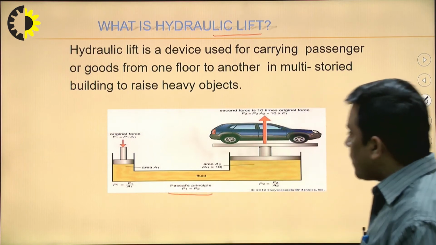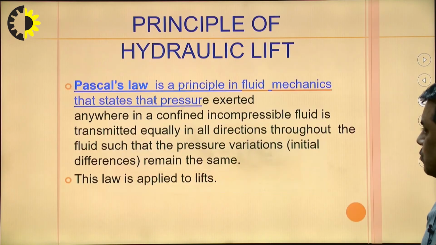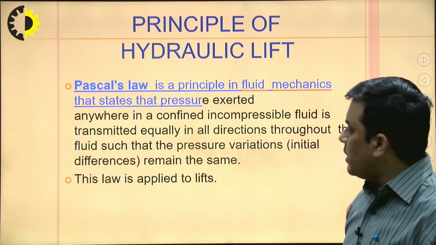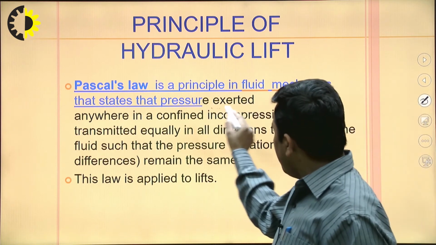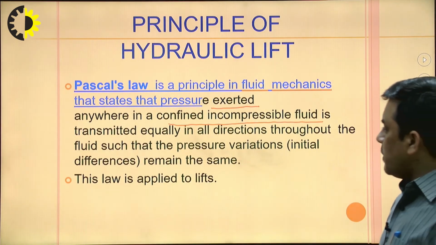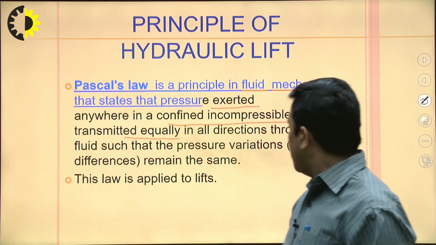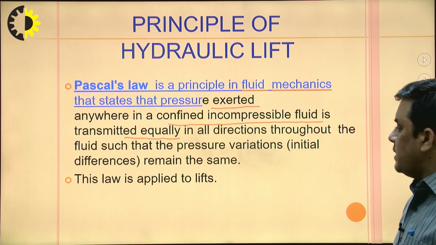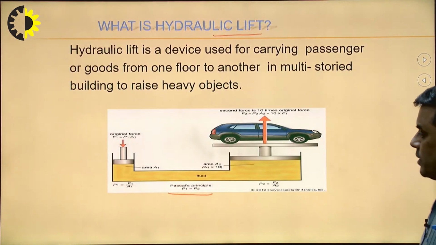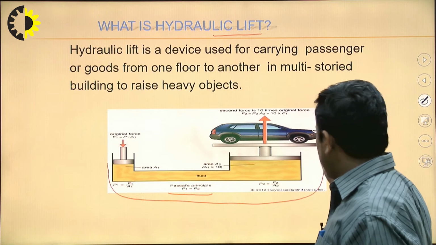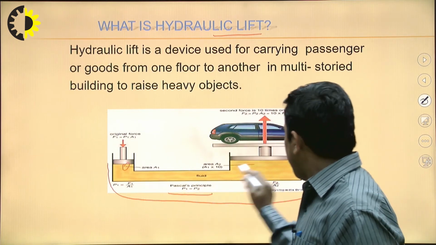What basically is Pascal's law? This is the important thing to know. Pascal's law is a principle in fluid mechanics that states that the pressure exerted anywhere in a confined incompressible fluid is transmitted equally in all directions throughout the fluid, such that the pressure variation remains the same. So this law is applied here. What is it saying? In a confined space, the pressure here and the pressure here are the same.